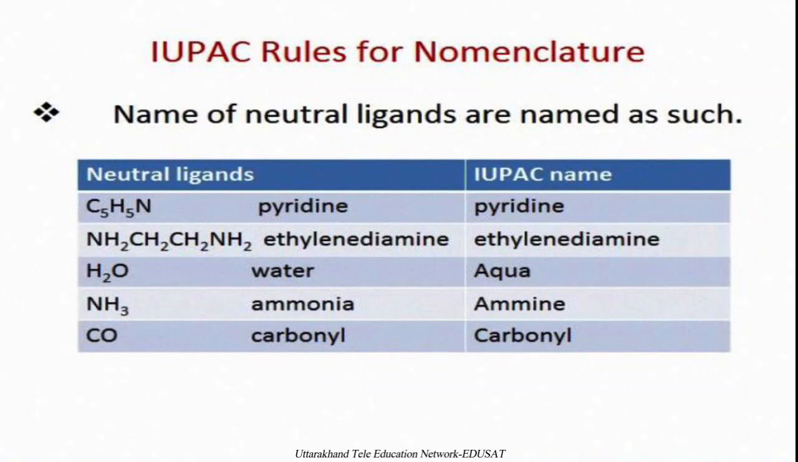If we have some neutral ligands, then they are named as such. For example, pyridine is named pyridine. If we have ethylenediamine, then ethylenediamine is written as such. For water, we use aquo. Aquo is another name for water. Ammonia is written as ammine. The neutral ligands are named as such, like CO, carbonyl. Carbonyl is written as carbonyl in the ligand form.